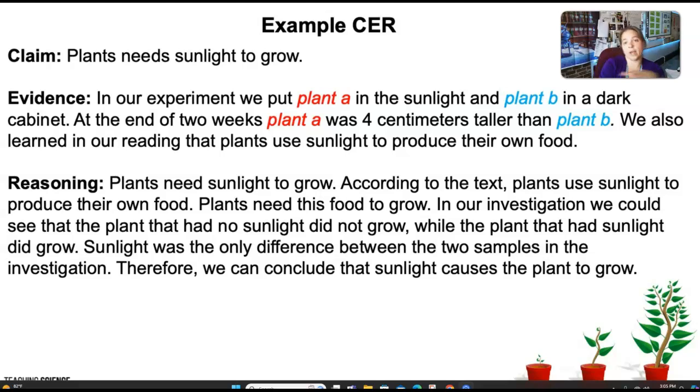And now I'm going to add that reasoning, that extra scientific knowledge. Plants need sunlight to grow. According to the text, plants use sunlight to produce their own food. Plants need this food to grow. In our investigation, we could see that the plant that had no sunlight did not grow, while the plant that had sunlight did grow. Sunlight was the only difference between the two samples in the investigation. Therefore, we can conclude that the sunlight causes the plants to grow.